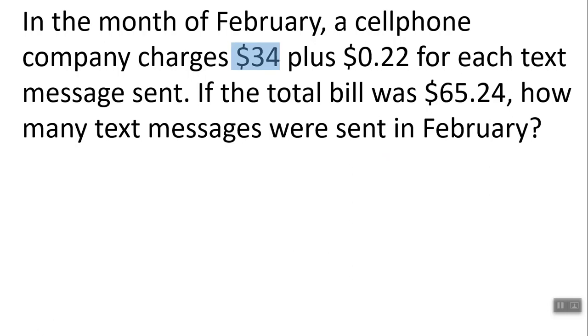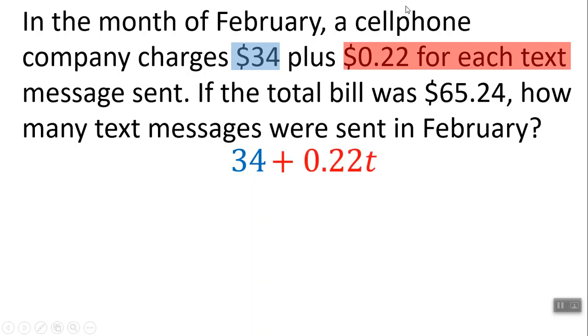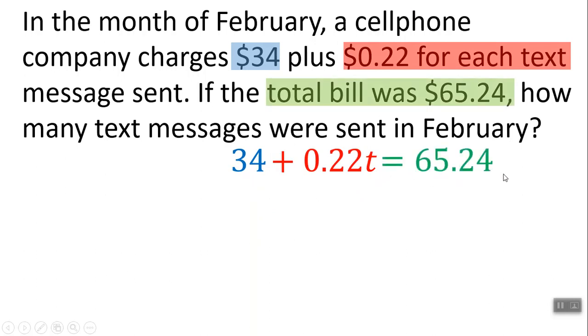So the cell phone company charges $34 plus 22 cents for each text message. Hopefully you're realizing that's 22 cents times the number of text messages. And then they say the total bill. So this $34 plus 22 cents per text totals up to $65.24. We've got everything we need to know. We just need to figure out how many texts were sent.